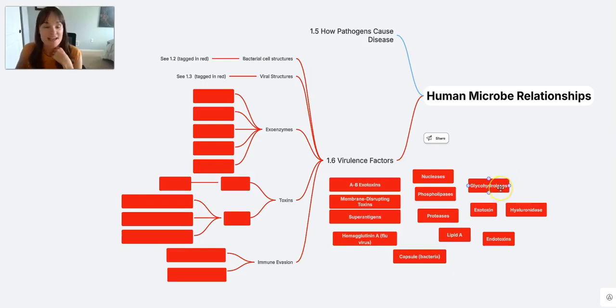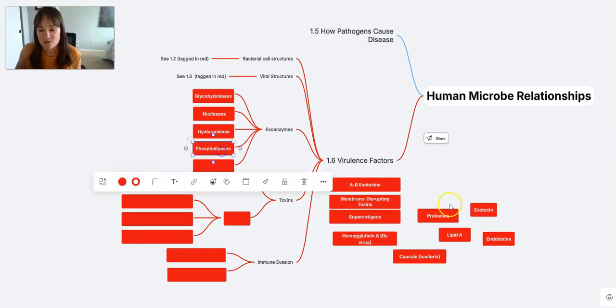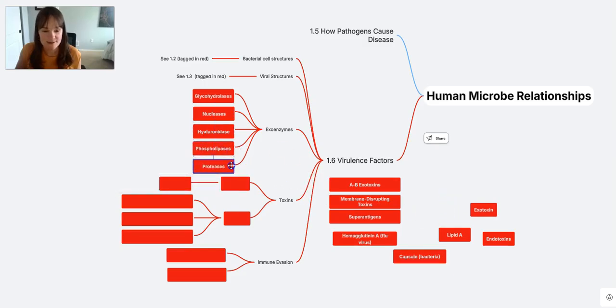Okay, so it's all of the words that end in ACE. So a lot of enzymes end in the word ACE, so it can help you in this class and in others. Let's move those over. So we have glycohydrolases. We have nucleases. We have hyaluronidase. We have phospholipase. And we have protease.